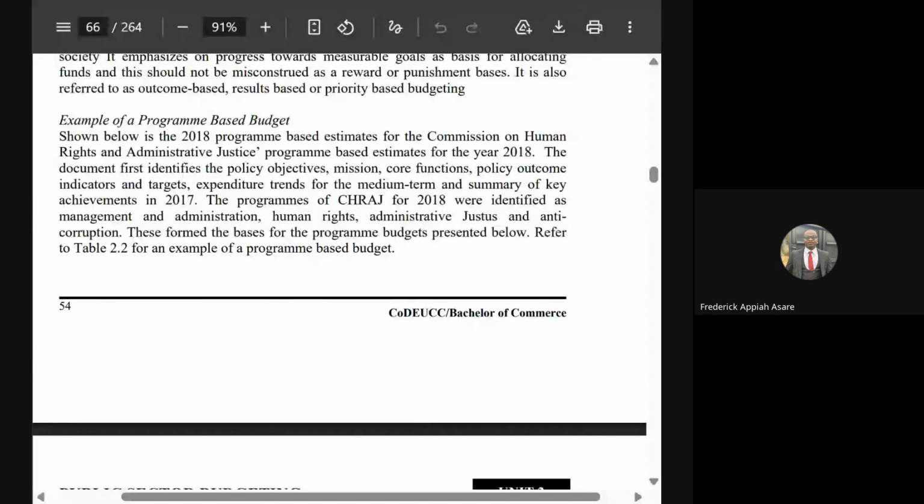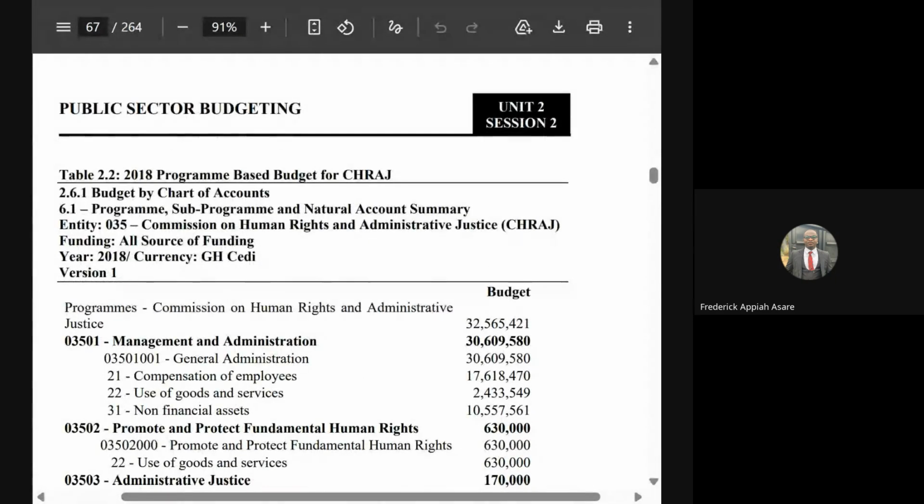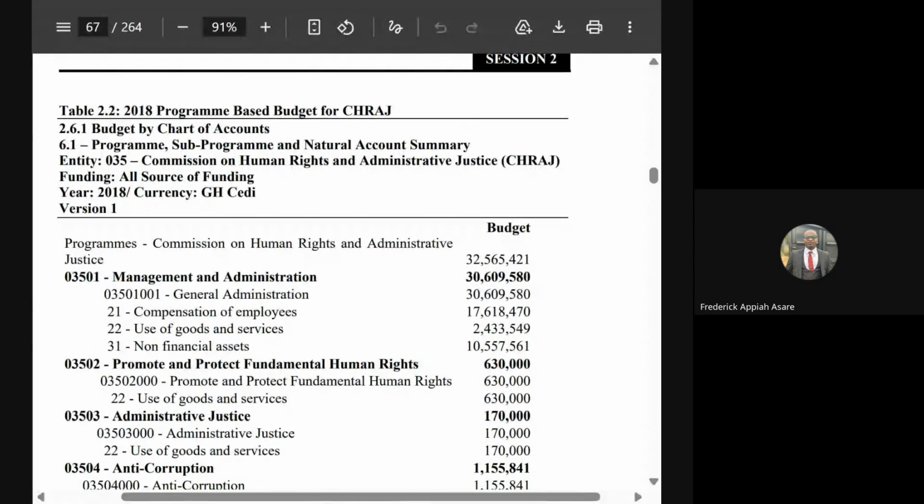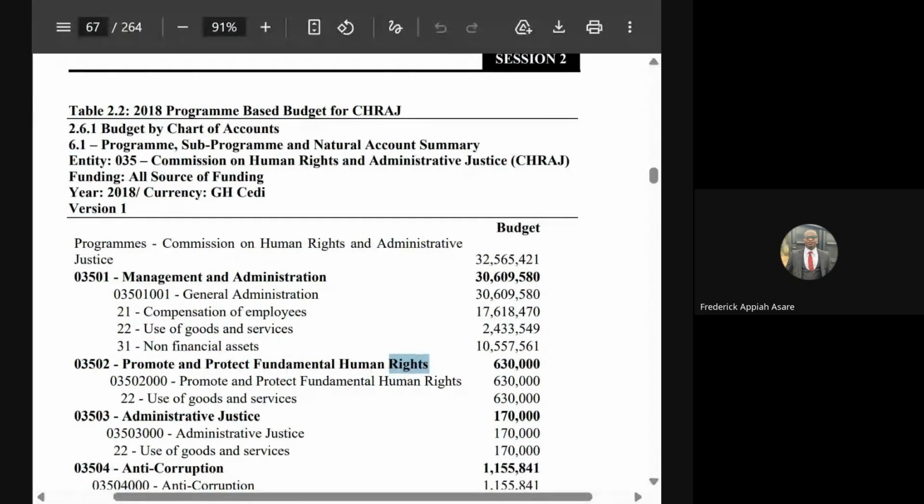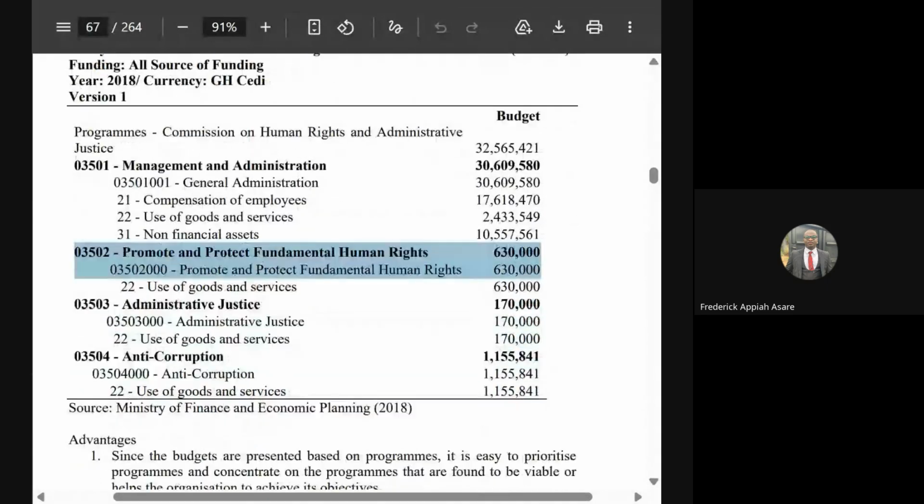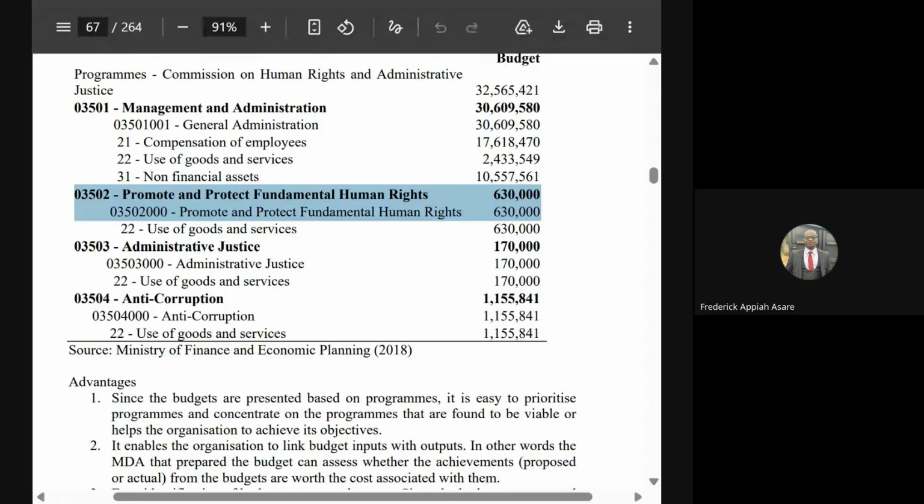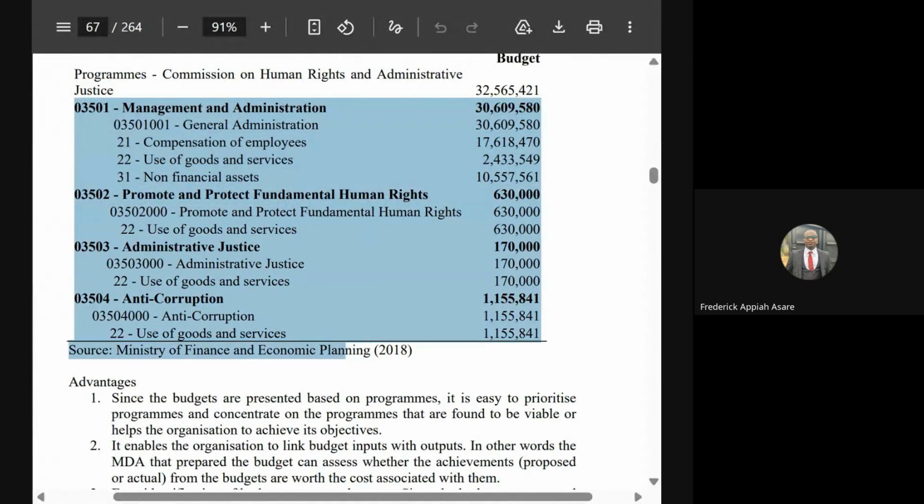An example of a program-based budget is shown below. There is a program-based budget that they prepared in 2018. So the programs: they have the Commission on Human Rights and Administrative Justice, and they have Management and Administration. They have Promote and Protect Fundamental Rights. So this is how they did it. You realize that it was on the program line. The program will be there, then all expenditure and funds that will come in will fall under it.